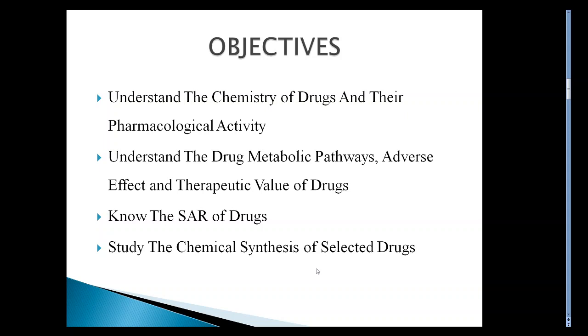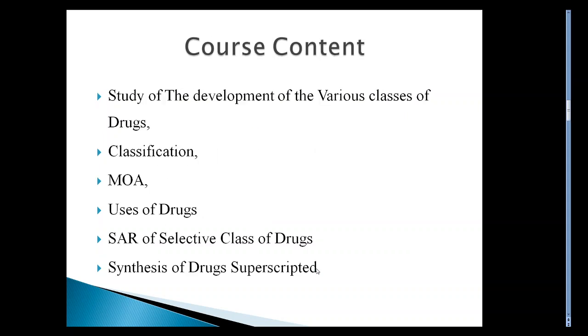So broadly, the basic objective of pharmaceutical medicinal chemistry is to understand each and every class and structure of drug briefly in prospect of their therapeutic value, their pharmacological action, their ADME or drug metabolism pathway, their ADR, adverse drug reactions, and their specific SAR of some specific drugs, as well as the chemical synthesis of some selected drugs should be covered in the form of objective in pharmaceutical medicinal chemistry. Okay, let's come to the next slide.